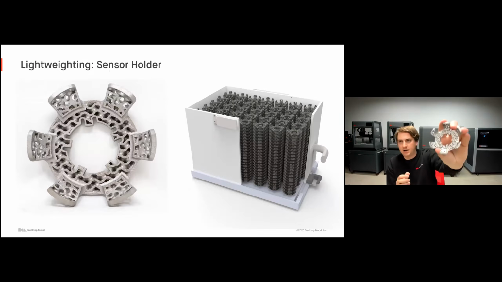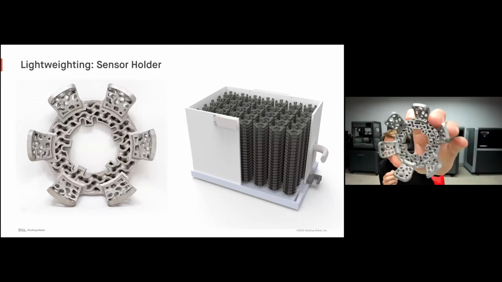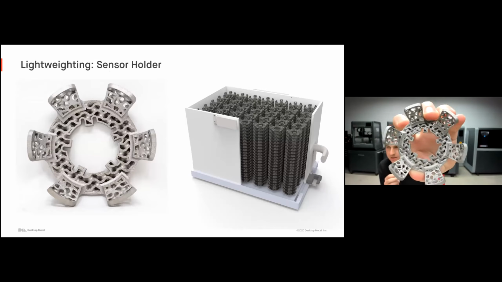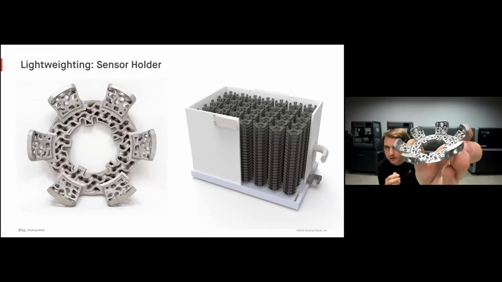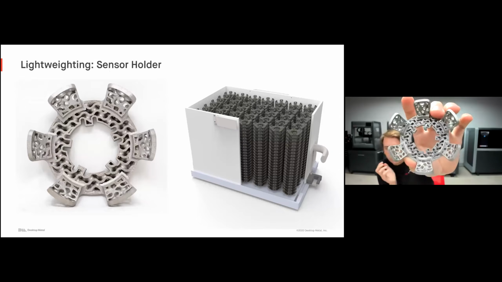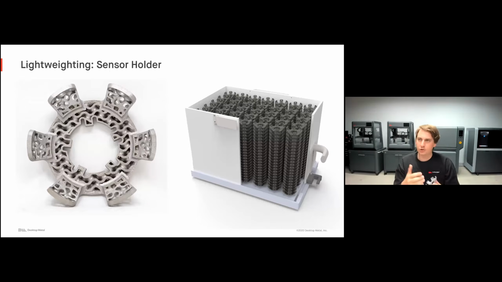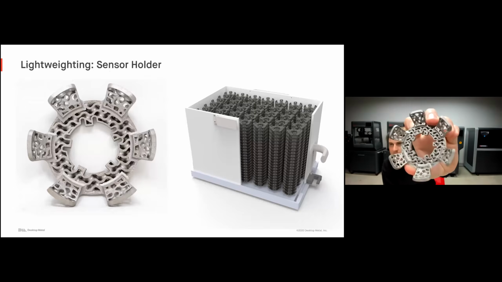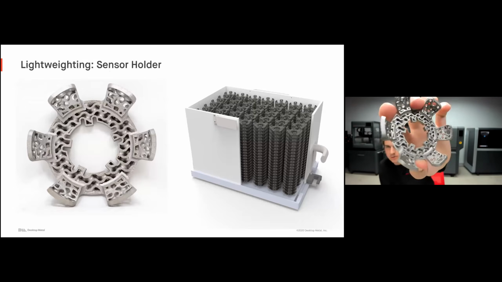This is an optimized lightweight sensor holder, and you can see I'm able to incorporate all of this lattice structures into the part to really reduce the weight. With 3D printing, it's actually possible to increase the complexity by doing something like this and actually lower the part costs. So much of part cost is associated with material usage. So by reducing the amount of material that's being used, we're actually reducing the cost.